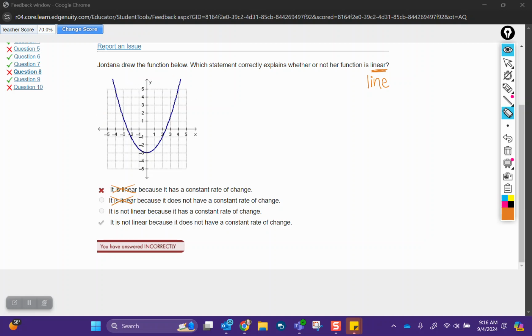So now the two options we have left are that it's linear because it has, or it's not linear because it has a constant rate of change, or it's not linear because it does not have a constant rate of change. If a function has a constant rate of change, then it will be linear. You can't have a constant rate of change and not be a straight line. So this option does not work either. It's this last choice. It's not linear. It's not a straight line. And it's not a straight line because it does not have a constant rate of change.